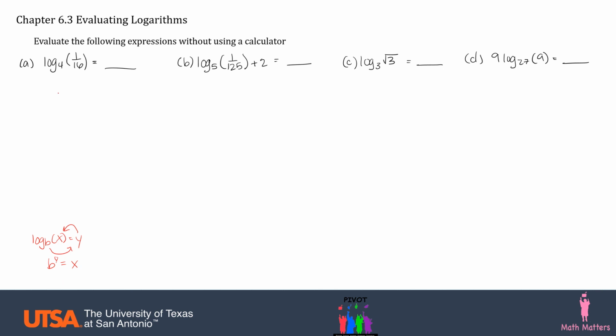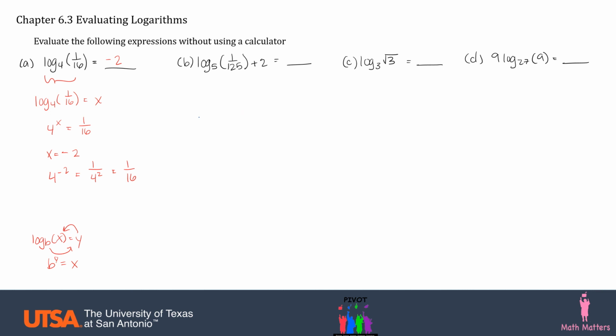And if we want to simplify this, we can do log base 4 of 1 over 16, and we can say equals some x, because that's what we want. So we have 4 raised to the x equals 1 over 16, and then we can see that x equals negative 2, because 4 to the negative 2 is the same as saying 1 over 4 squared, which is 1 over 16. So in this case, this expression simplifies to negative 2.